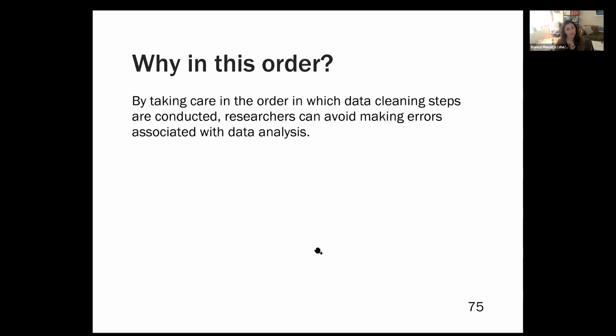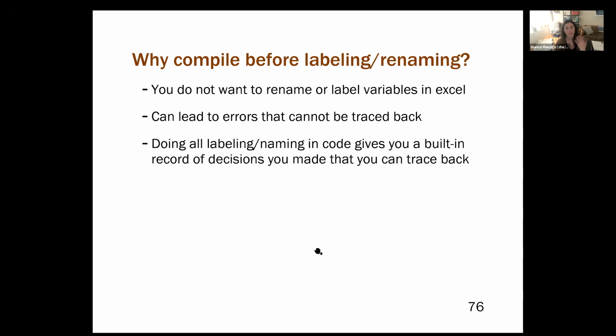Why in this order? You first need to have your variables in your software before you label and name them, because again, you want to have a record of what you changed names to. So get them all in the software, get them together before you start labeling and renaming.